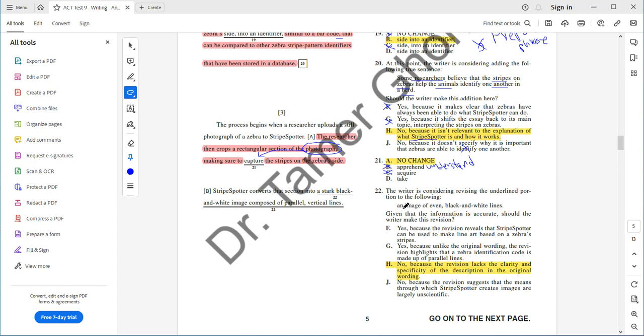Read: an image of even black and white lines. Take care. I need this to be replaced by this. Can it be or not? So let's read the original sentence. Read the whole sentence. Stripe Spotter converts that section into a stark black and white image composed of parallel vertical lines. Can we change the sentence that you read right now to be: Stripe Spotter converts that section into an image of even black and white lines? Yes. How? Is it the same meaning? Here, is it a stark, and the word stark you can find in your mobile.